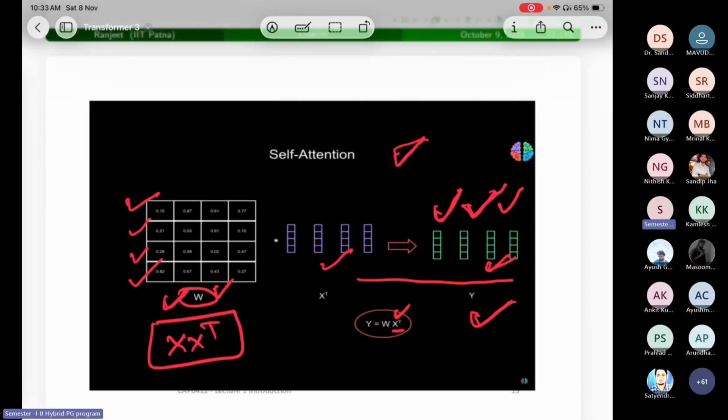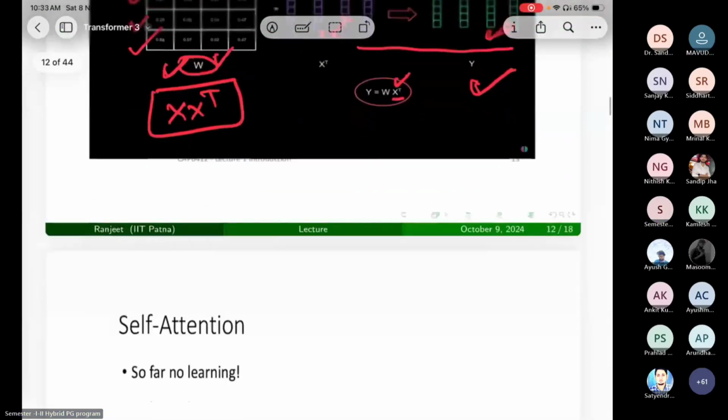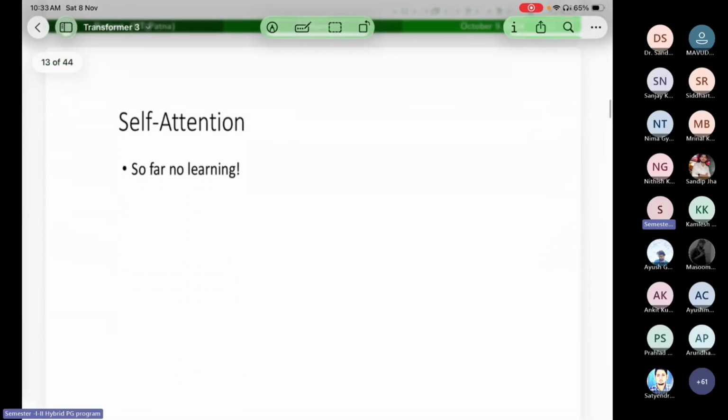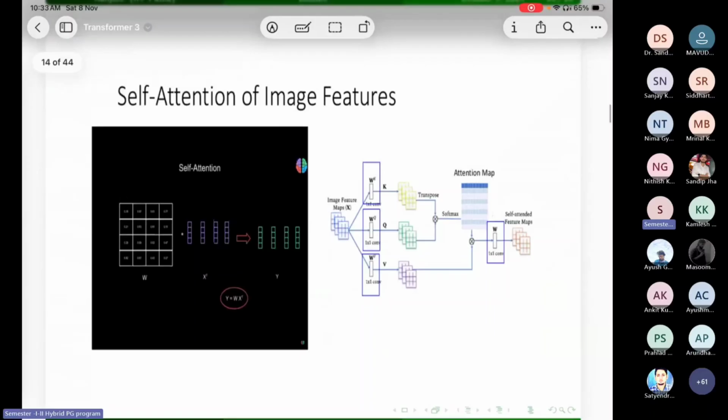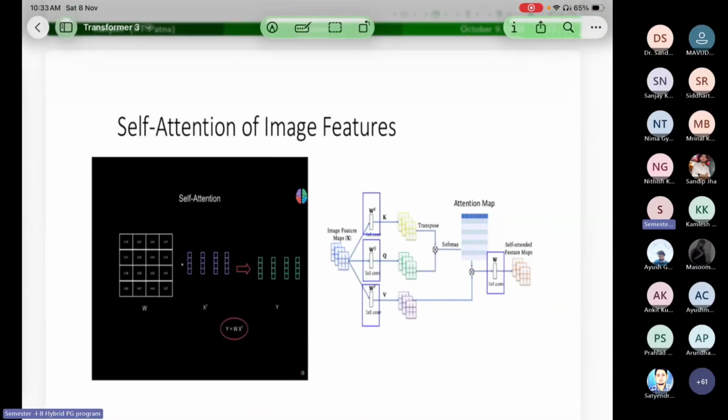We should involve learning. Okay, so we'll involve that. So far there is no learning. Whatever you have done, it's finding the attention, defining the features, but learning is not there. Then how should we involve learning? We should involve learning, and that's your transformer. So what the transformer does, it involves a few fully connected layers.